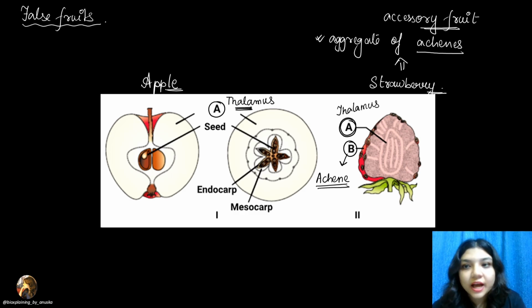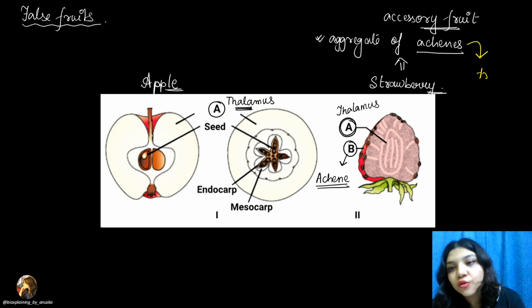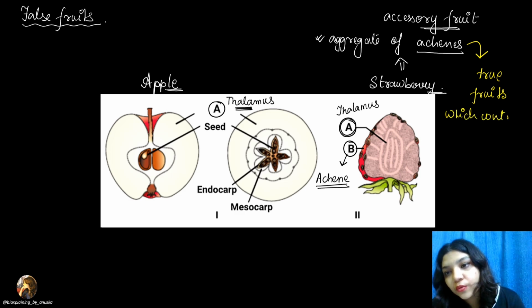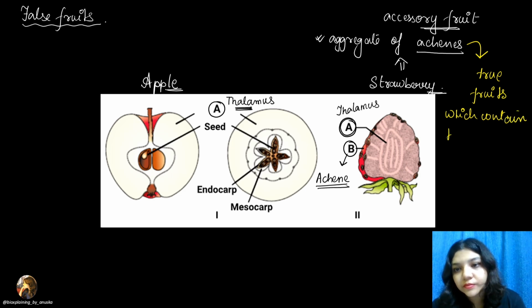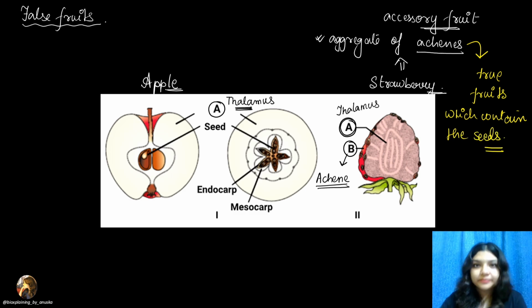और ये achenes क्या है? These achenes are true fruits with the seeds. ठीक है? Achenes are true fruits which contain the seeds. Understandable properly? तो normally हम लोगों ने क्या देखा कि ovary is present, fertilization is happening, fruit is getting formed. Fruit is being formed from the ovary due to fertilization.